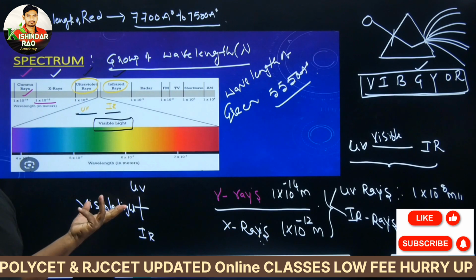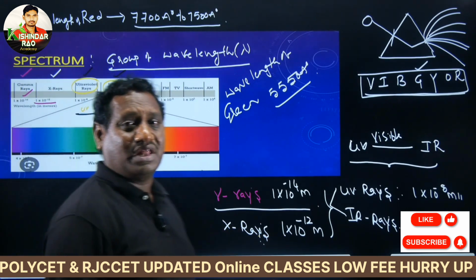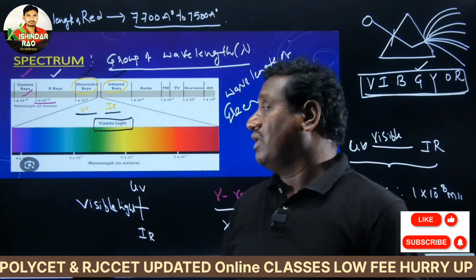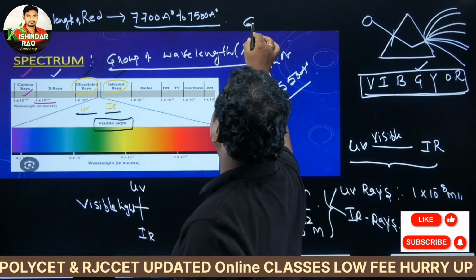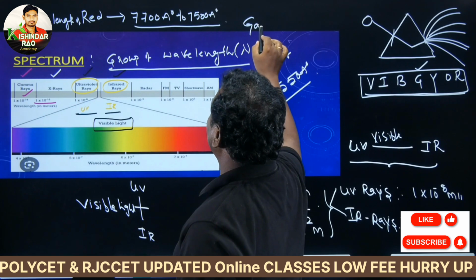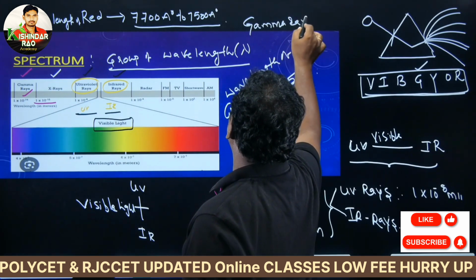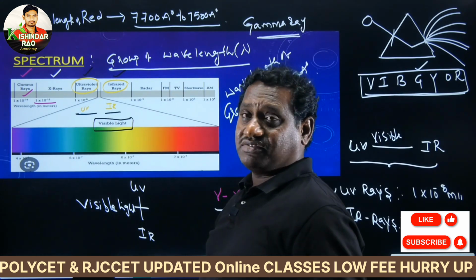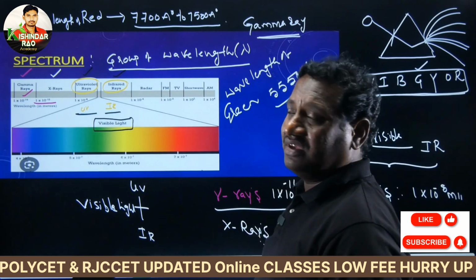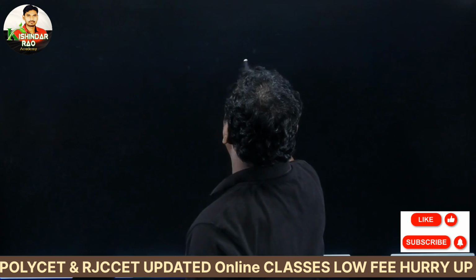Gamma rays are very powerful rays, nowadays used in radiotherapy to control and prevent cancer disease. Gamma rays have more penetrating power. Please remember that gamma rays are very, very important for examinations, sir. The velocity of gamma rays is equal to the velocity of light. Please remember that.